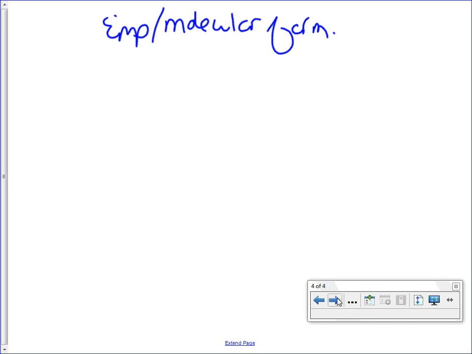Okay? Last but not least is our empirical and molecular formulas. If you're given something like C8H18, don't think so hard.